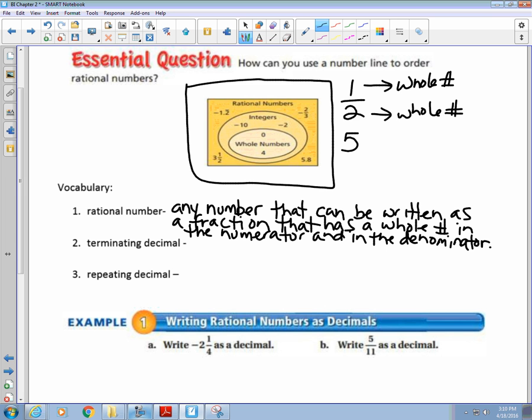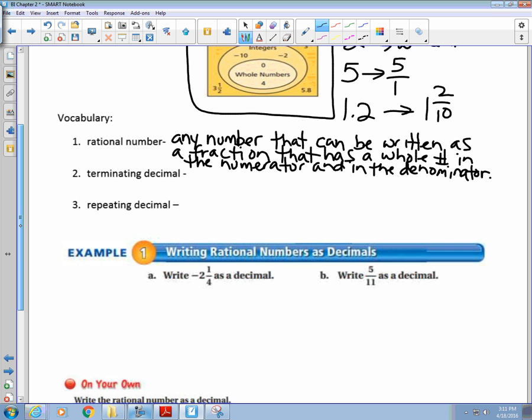But how about the number 5? Doesn't look like it has a numerator and a denominator, but we can rewrite this as 5/1. And the 5 and the 1 are both whole numbers. The 5 in the numerator, the 1 in the denominator. And lastly, we have a number like 1.2. Well, we can rewrite this as 1 2/10. And the 2 is a whole number in the numerator, and the 10 is a whole number in the denominator. So that is also a rational number.